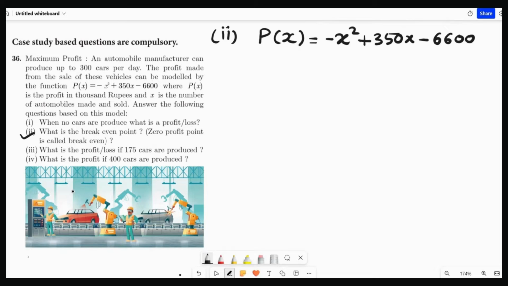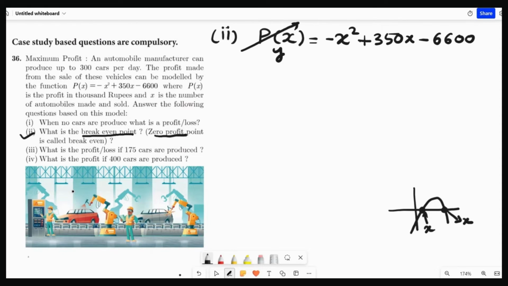The second part of the question is, what is the break-even point? What is the meaning of break-even point? Break-even point is at zero profit. What is the value of x? That means automobiles were made and sold, but there is no profit. That is what I was showing through the graph, that the graph opens downwards, so there are two values of x for which y is 0. And what is y? P(x) is y. So though x is there, y is 0. That means automobiles are made and sold, but still there is no profit. So what are those values of x that we are supposed to find?